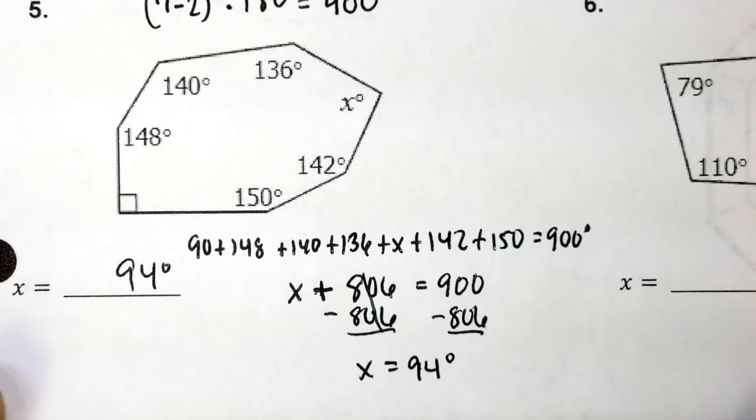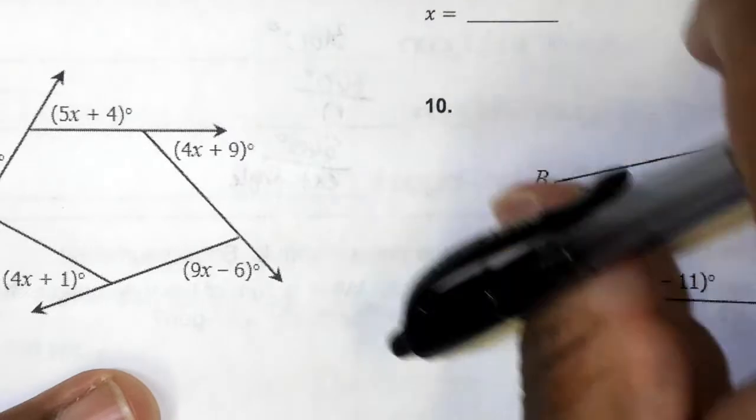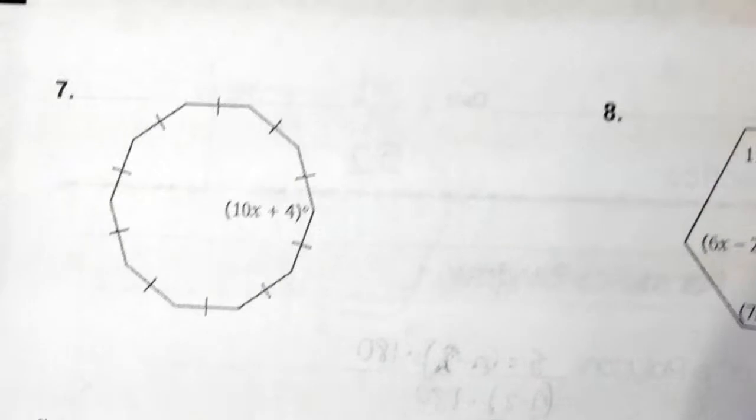You can use that to do number 6, but you can do that later. I want to get to the ones I need to hit. Let me get you with number 7. Come back. Number 7.